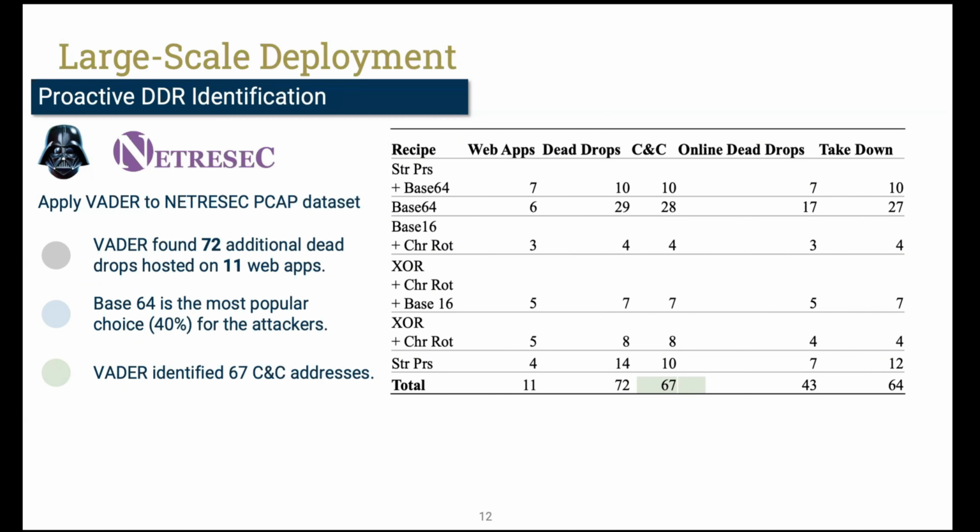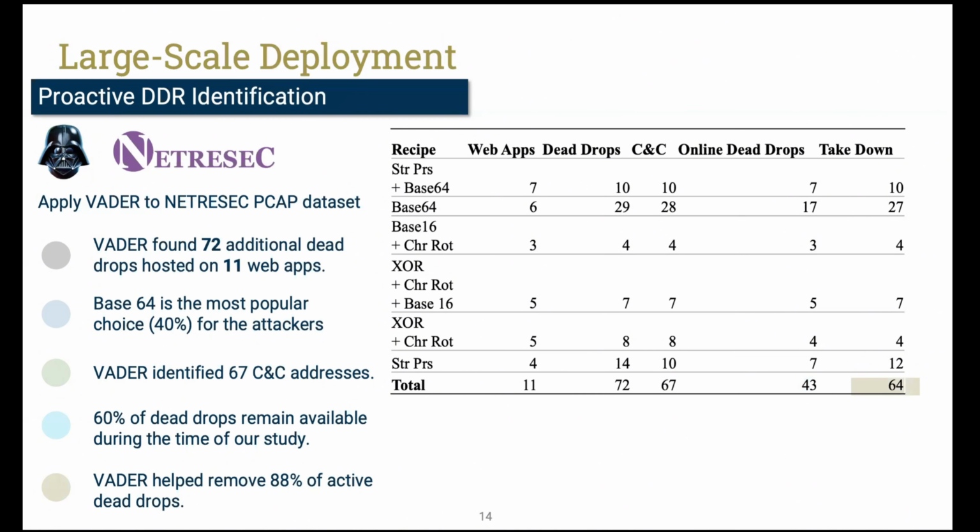Given all of those findings, VADER identified 67 CNC server addresses. And 60% of the dead drops remain available during the time of study. However, given the capability of finding those CNC server addresses, we can actually prove to the service providers that these are dead drops, so you can remove them. And in fact, that's what we did during this study. VADER helped remove 88% of the active dead drops during our study.